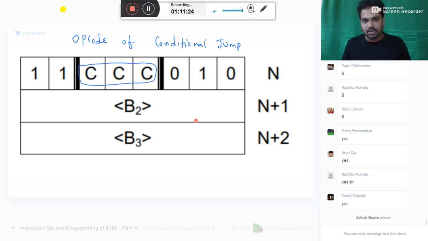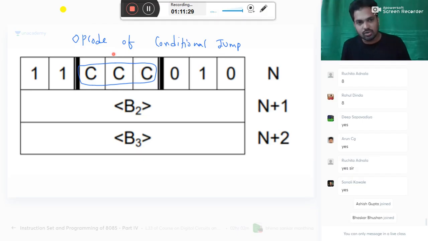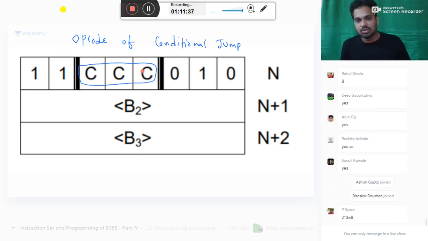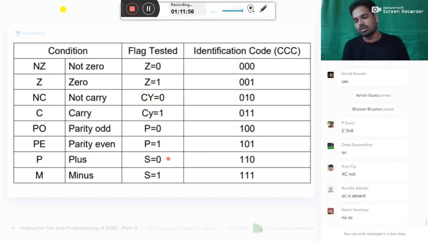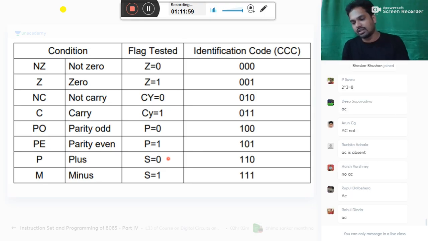I can make only 8 combinations because 3 bits are there, and these are used for the opcode generation. It is not in your hand. Only 3 are there, so you must sacrifice one flag. That's why in 8085, conditional jump is available for zero flag, carry flag, parity flag, and sign flag, but not for auxiliary carry. That is the reason auxiliary carry is not present.